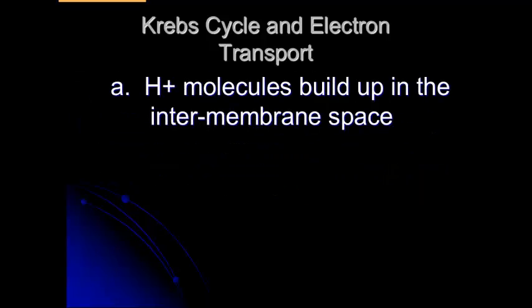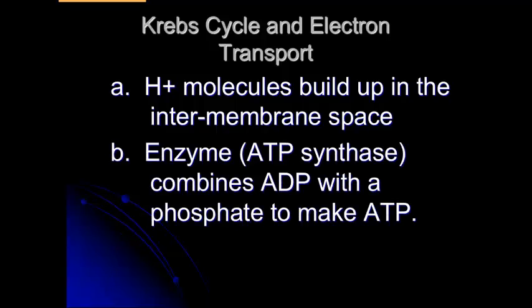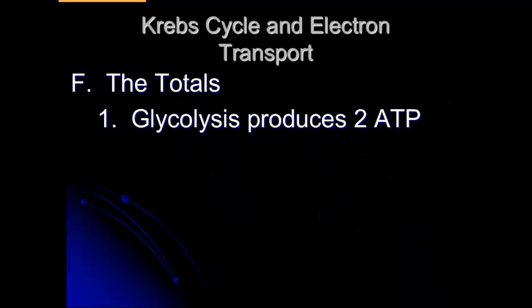There are hydrogen atoms that are building up in this inner membrane space, and those hydrogen molecules are important because they, along with this enzyme, will help to combine the ADP with the phosphate and make the ATP molecule. So this enzyme, ATP synthase, notice it has the ASE ending for an enzyme, and it's called ATP synthase because it's making ATP.